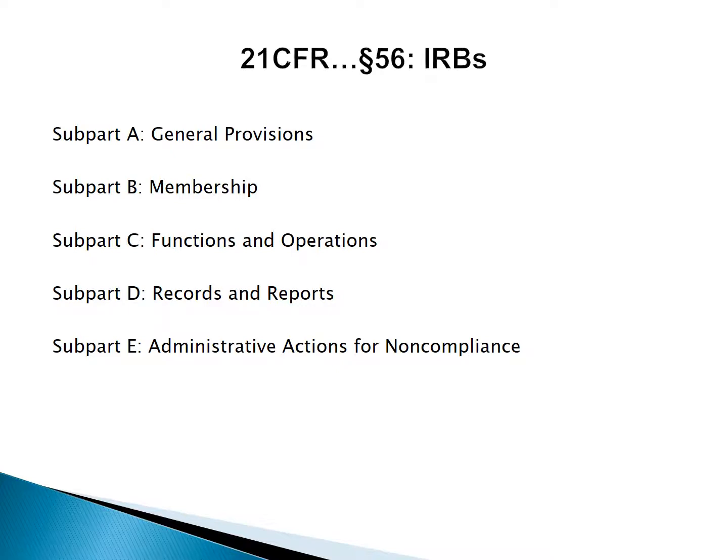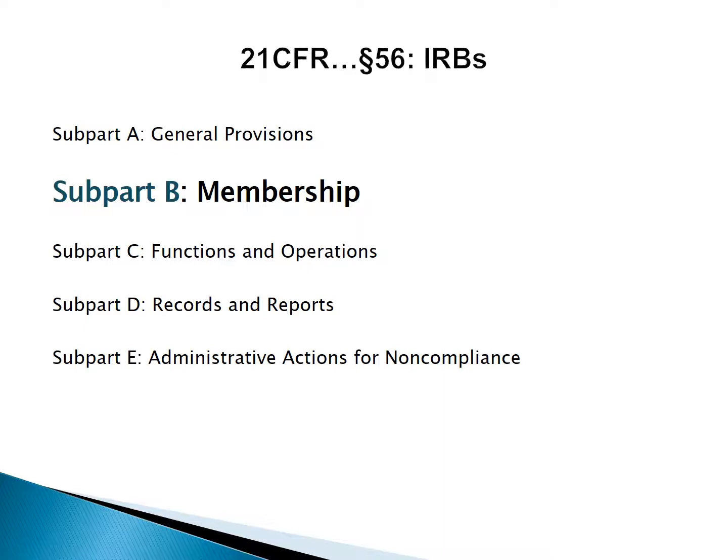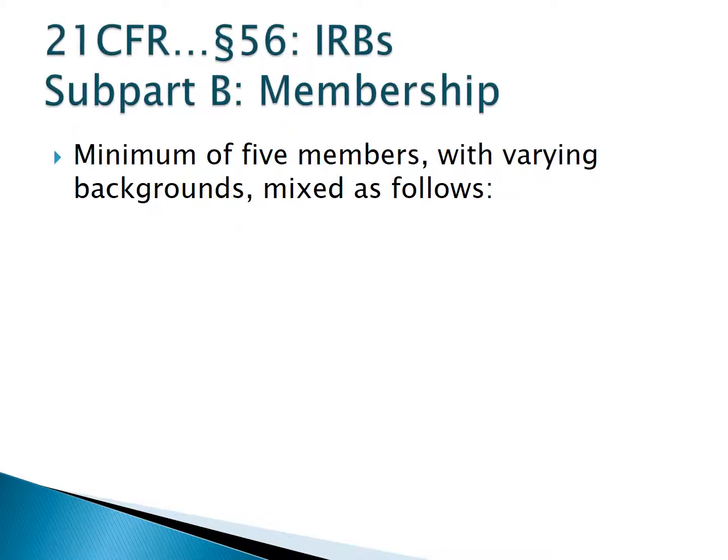Now we'll talk about the IRBs. And we have 5 subparts here, and we're just going to hit on 2 of them really quickly. Membership is the first one. An institutional review board, just as a reminder, is those ethics police. So it's an independent party, and it reviews research to make sure that the rights and welfare of people are being protected. And so there are requirements for membership.